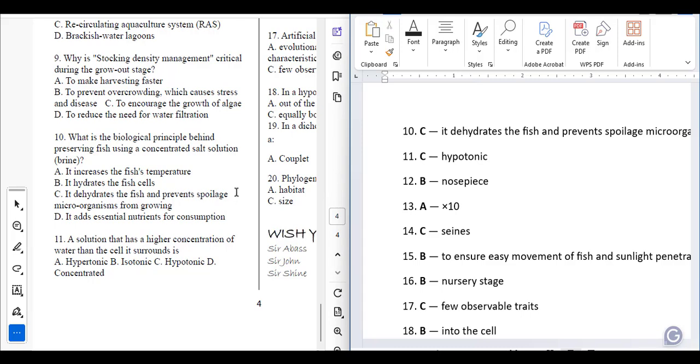Let's say, through microorganisms, something like that. Through spoilage by microorganisms, I think there should be something here. Microorganisms from growing. It dehydrates the fish and prevents spoilage.